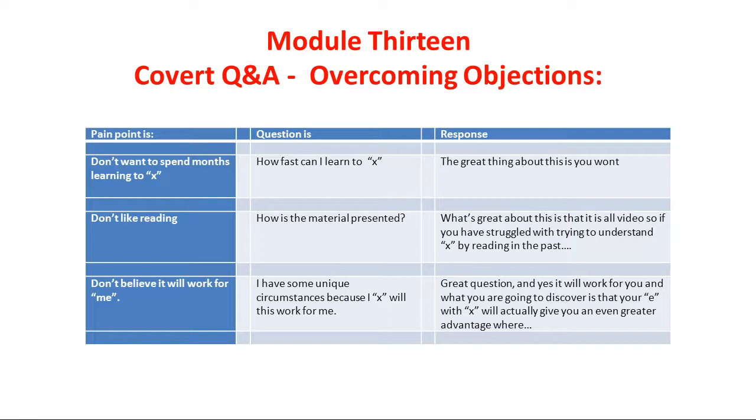Next pain point, lower left-hand corner there, is the "don't believe it will work for me" pain point. In other words, the people are sitting there and they just don't think they will be able to get those results. So the question would become, I have some unique circumstances because I X. Will this work for me? Now, you can make X anything that you want. I have some unique circumstances because I have twins. Will this work for me?